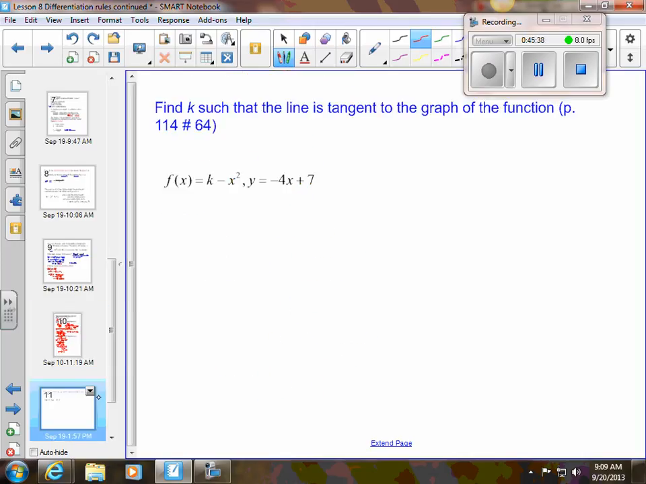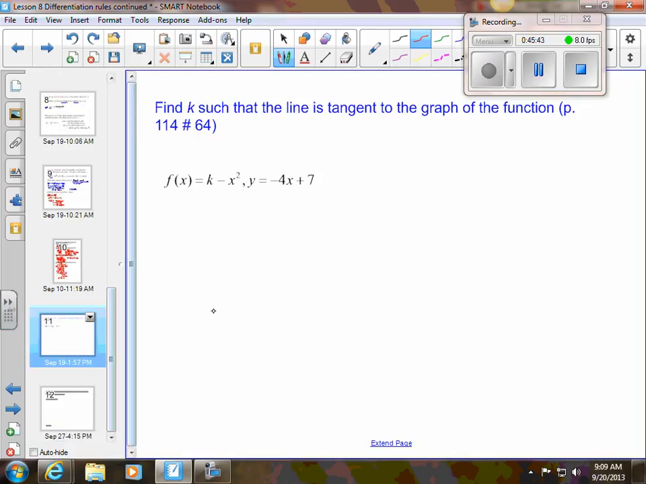All right, here's that example that I had out of whack on my slides. Find k such that the line is tangent to the graph of the function. We may have actually done this problem before, but these were the ones that some of you had trouble with. If it's tangent, it's touching, and the derivatives are equal. So we set up two equations. K minus x squared equals negative 4x plus 7.